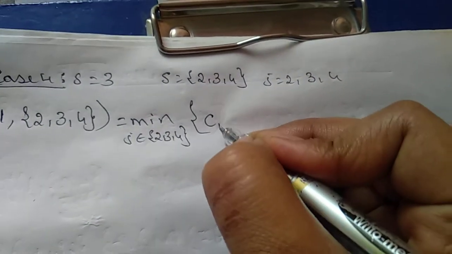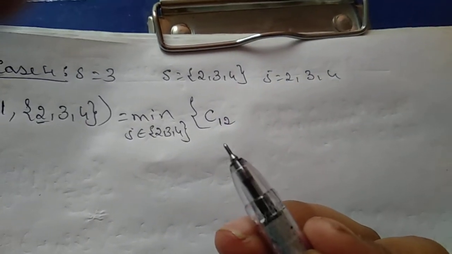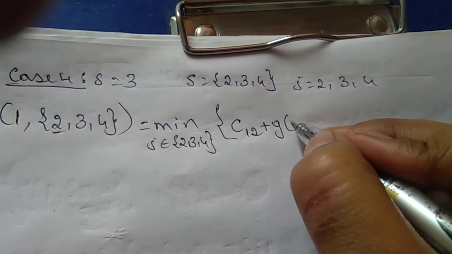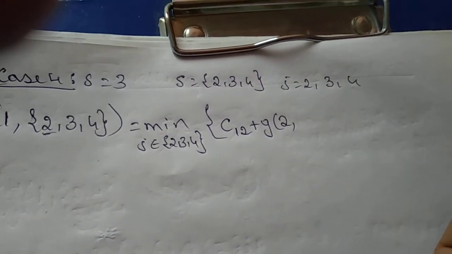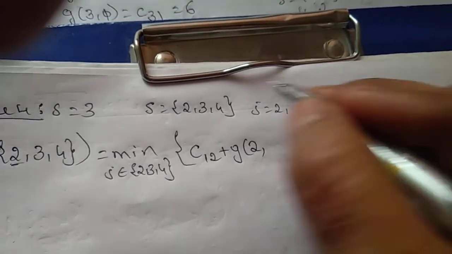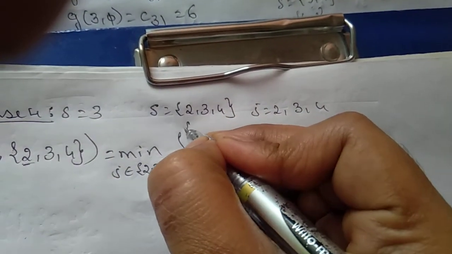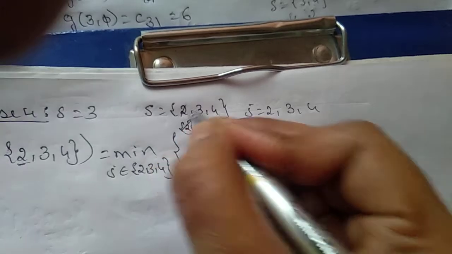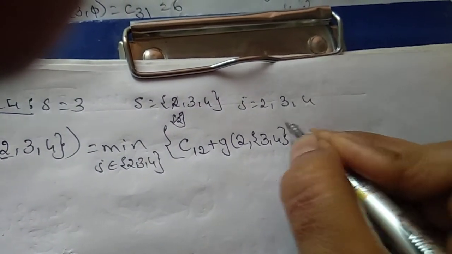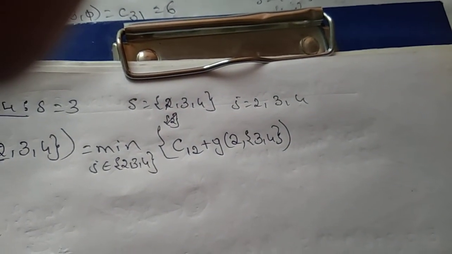C 1 to 2. First J is equal to 2. I will take C 1 to 2 plus G of J comma S minus J. See here, S value is 2, 3, 4 minus J value, which is 2. 2 and 2 get cancelled, so 3 and 4 will be remaining. You have to write 3, 4. G of 2, 3, 4.